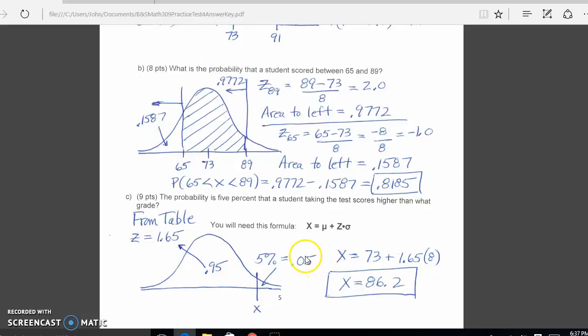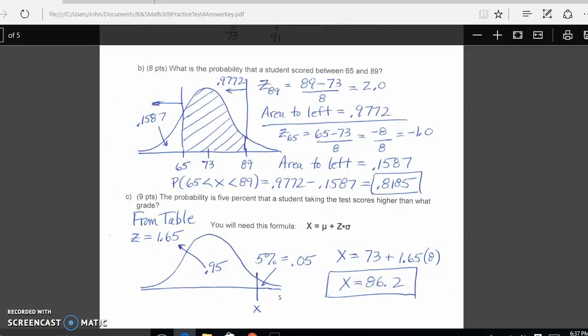So what we have to do is find the z-score that corresponds to this area from the table. And we're going to plug that z-score into this formula. We already have the mu, or the mean, given to us. We have the standard deviation. The z-score is the only thing that we need.